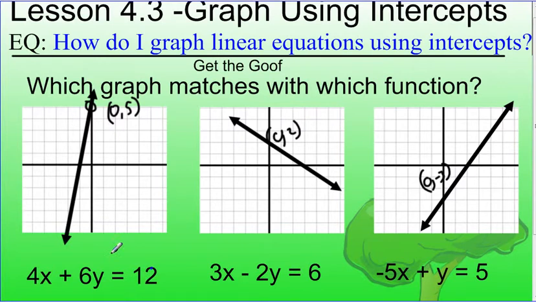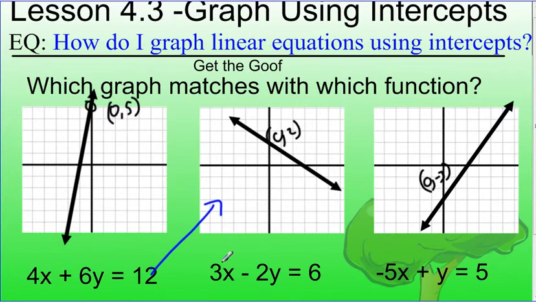So let's check. I can tell you this one does not work here, because if I plug in a 0 for x and a 5 for y, 4 times 0 is 0, but 5 times 6 is 30. 30 does not equal 12. So that one does not work for that line. If I try the second one out, 4 times 0 plus 6 times 2 equals 12. Well, 4 times 0 is 0. 6 times 2 is 12. 12 does equal 12. So this and this one are buddies. They match up.